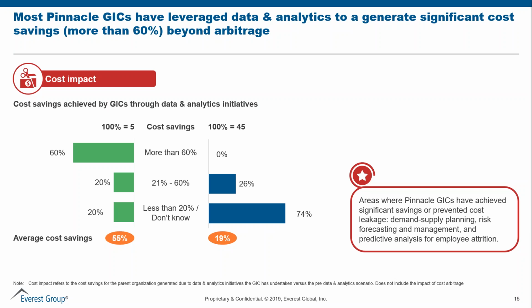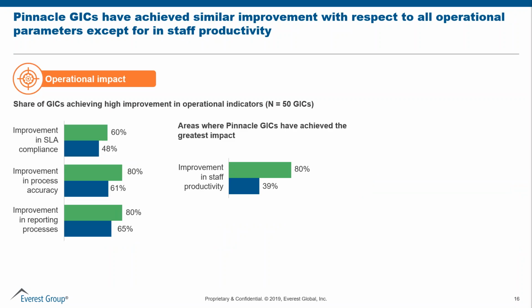The next area of impact we're going to talk about is operational impact. Here, interestingly, as we move on to the next slide, as you would see on this chart, if you were to look at improvement in SLA compliance, process accuracy, and reporting processes, there isn't much difference. Yes, there is still some difference where the Pinnacle GICs are doing better, but at an aggregate level, there isn't much difference in the performance of these two categories. However, in the area of staff productivity, Pinnacle GICs have achieved much higher impact compared to the other GICs.